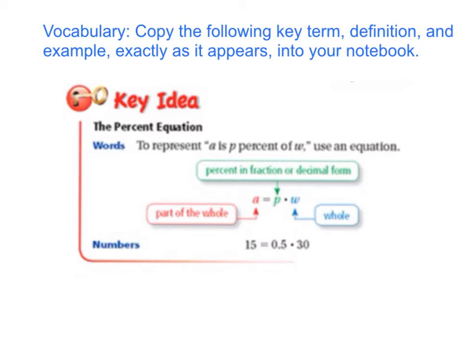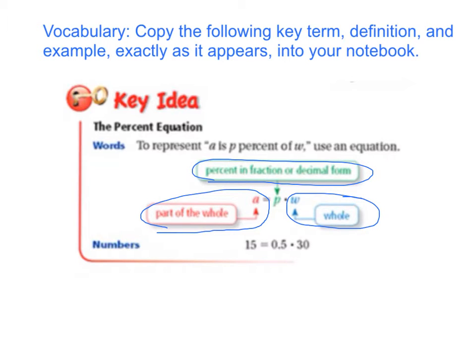Write the following key term, definition, and example exactly as it appears into your math notebook. The percent equation. To represent A is P percent of W, use an equation. A equals the part of a whole. P is the percent in fraction or decimal form, and W is the whole. So A equals P times W. An example of that is 15 equals 0.5 times 30.